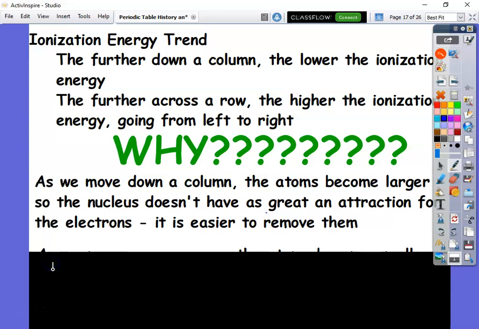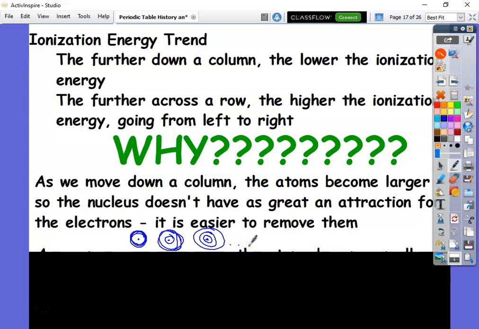So here we go. As we go down a column, atoms become larger, so the nucleus doesn't have as great an attraction for the electrons. That means it's easier to remove electrons. So I'm going to draw the same drawing that I did in our last video. If this is the first row of the periodic table, that means that atoms in that row have one energy level with electrons. In the second row of the periodic table, our atoms have two energy levels of electrons. Made that a little squiggly there, but you get the point. In our third row of the periodic table, our atoms have three energy levels of electrons, and so on.